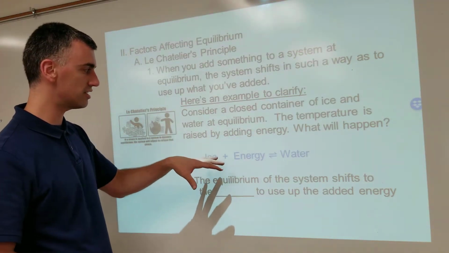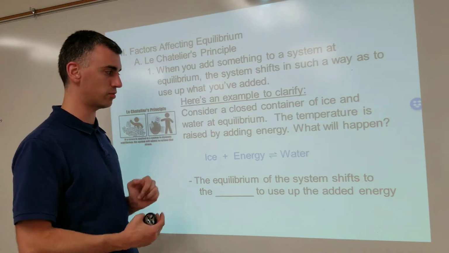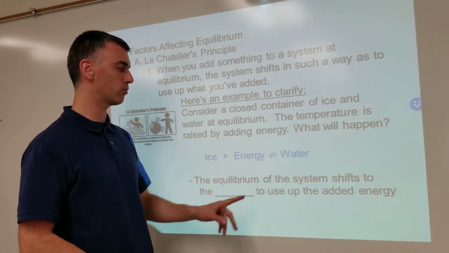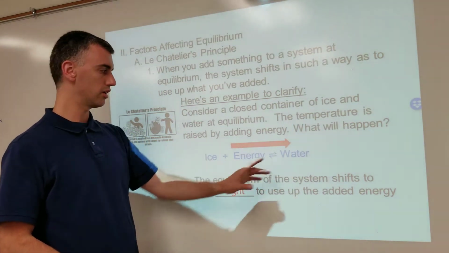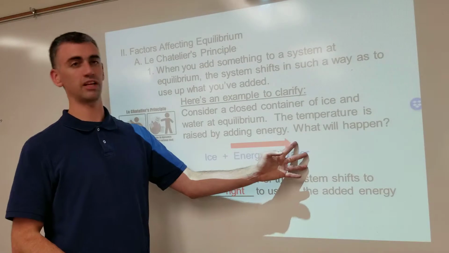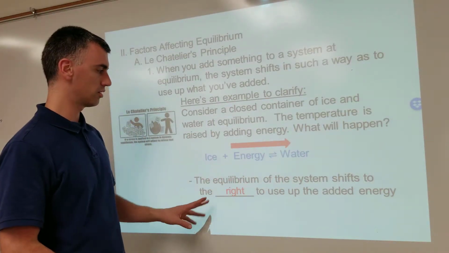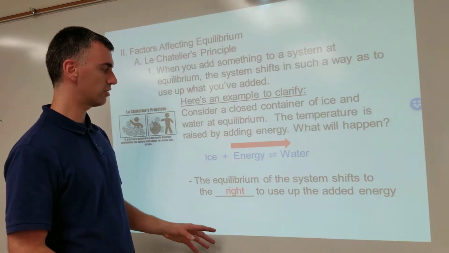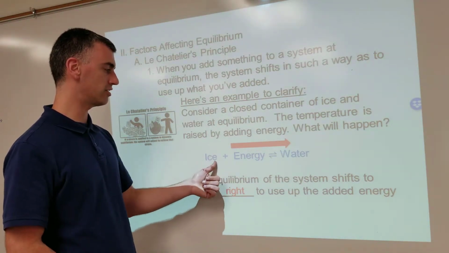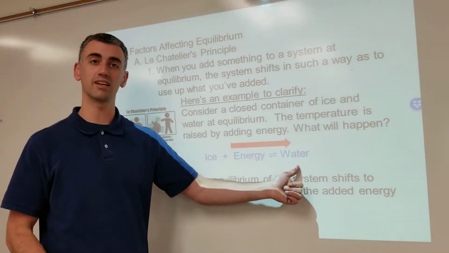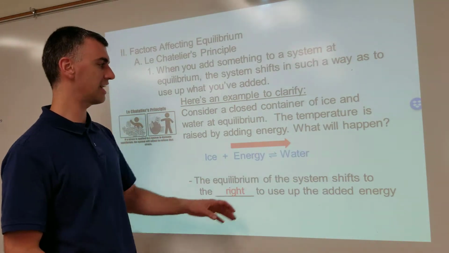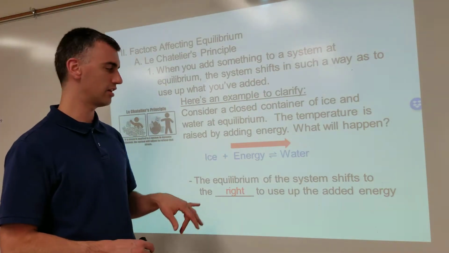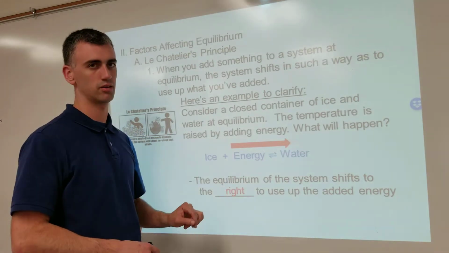So if you add energy to the system, this is how we're going to look at it from Le Chatelier's point of view. If you add energy, it's going to drive the reaction away from what you added. If you add something on the left, it drives it away from the left toward the right. So we say the reaction shifted toward the right, and because of that, you're going to get less of whatever's on the side you added to, and more of whatever's on the other side. Had I added water, theoretically, I would get more energy and more ice. Had I added ice, I would have got more water.